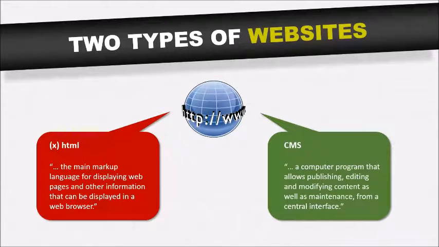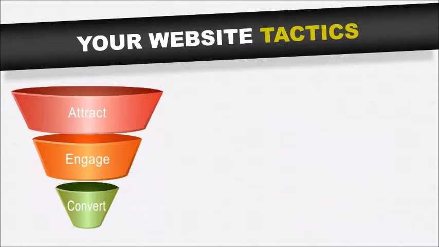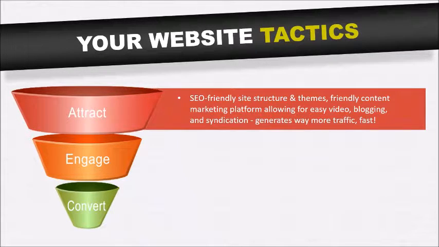So let's look for a moment at the tactics you're going to use to attract, engage, and convert prospects to donors. The main elements in your website structure that attract people are having an SEO, or search engine optimization, friendly site structure and site themes, as well as a friendly content marketing platform that allows for easy video hosting, embedding, blogging, and of course, syndication, meaning replication. When you have the right structure with these elements, you're able to generate traffic way, way faster.